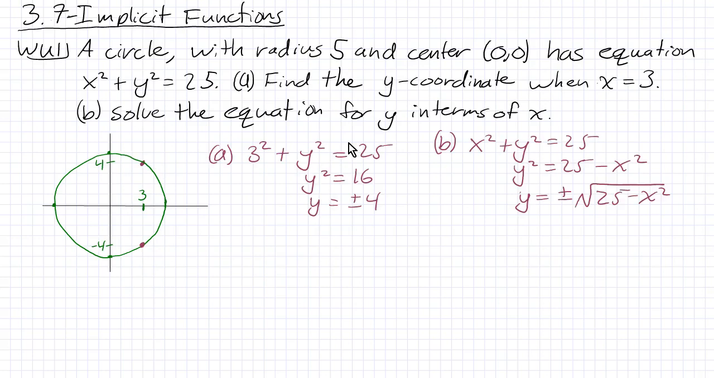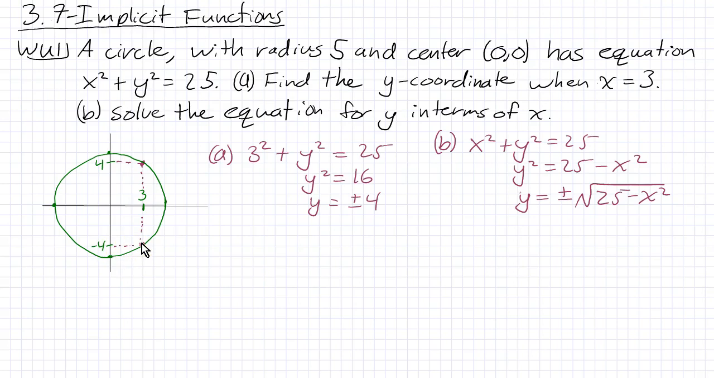For part A, I just plugged in x equals 3 into the equation to see what y would be. So 3 squared is 9, subtract that from both sides. y squared is 16. That means y could be 4 or y could be negative 4, and it will work out both ways. So there are two different y-coordinates for this one value of x.